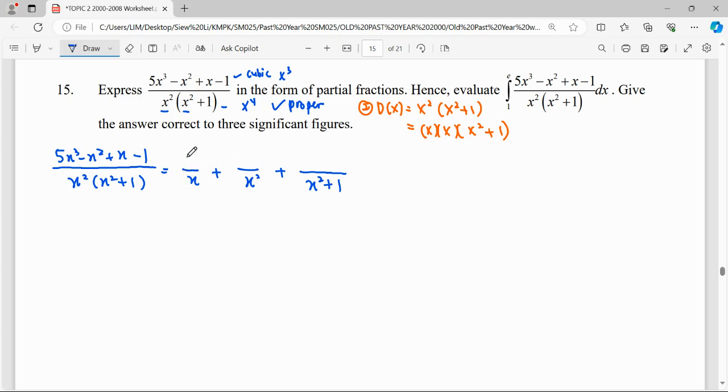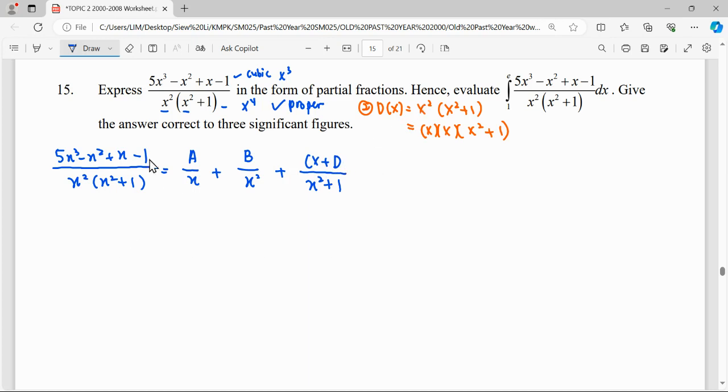Step number 4, we need to identify what the numerator is up here. When this is a linear factor, up here needs to be a constant. So this is not a quadratic, this is just a repeating factor for x. A repeating factor for x is still considered linear. So up here you need a constant. Then for the other factor, this one is a quadratic factor. So for a quadratic factor, up here needs to be defined as linear.